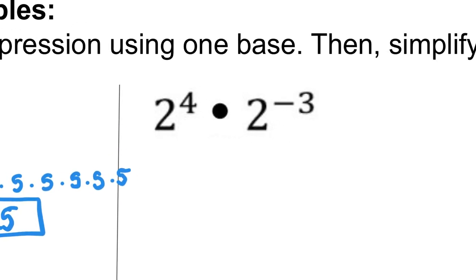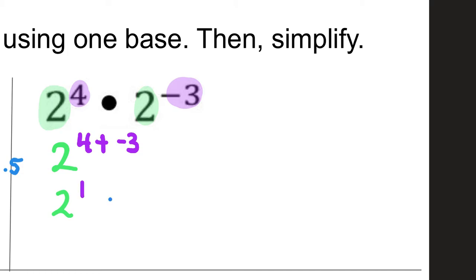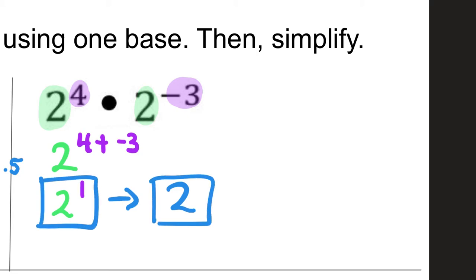Now for the next example, I again see that these both have the same base. So I'm going to take my exponents and add them. So I'll have 2 to the 4 plus negative 3. And when I simplify, 4 plus negative 3 is just 1. So this is going to become 2 to the first, which is just 2.